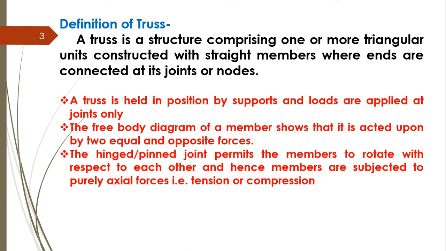So first, definition of truss. A truss is a structure comprising one or more triangular units constructed with straight members, where the ends are connected at its joints or nodes. Whenever one or more triangular structures are constructed together with straight members where the ends are connected at the joints or the nodes, it is called a truss.